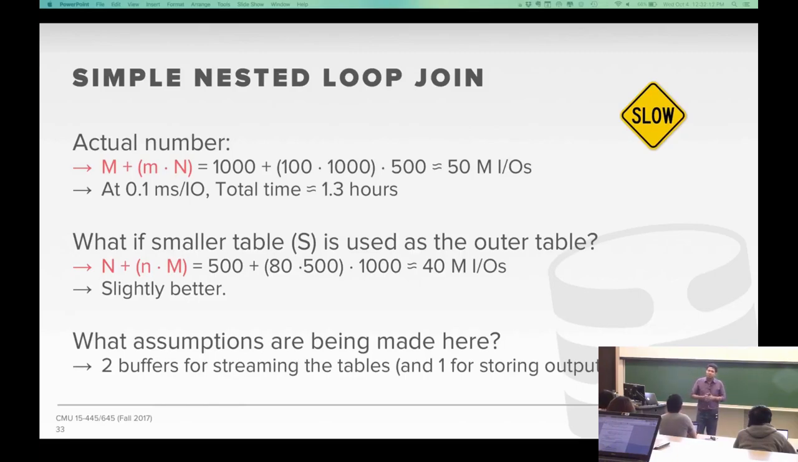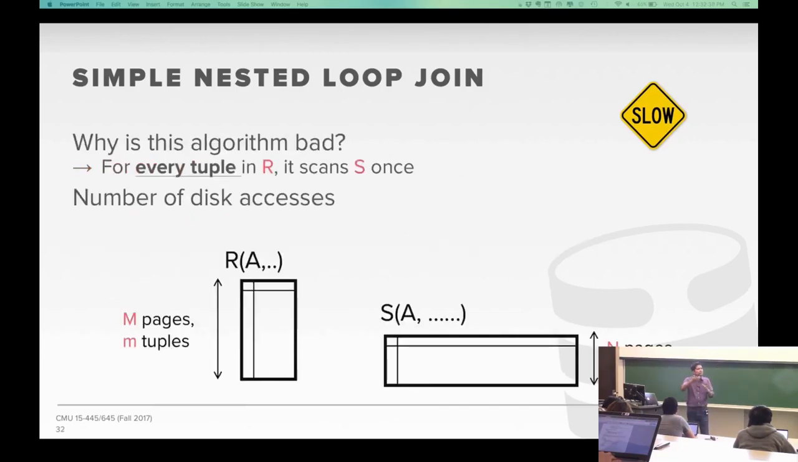That's correct. You can optimize for page performance. How would you optimize for page performance? Blocks. Yes. So the idea is to amortize the I/O cost by doing block-oriented access instead of tuple-oriented access, right? Because in this case, for every tuple in R, you're scanning the entire table S once. What if you amortize the cost by doing it for a group of tuples in R?